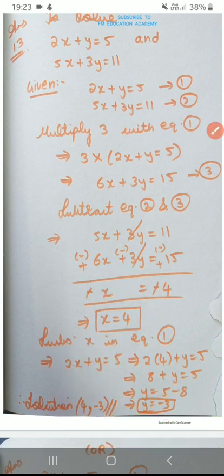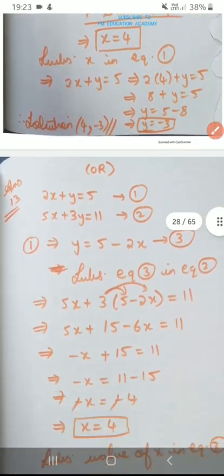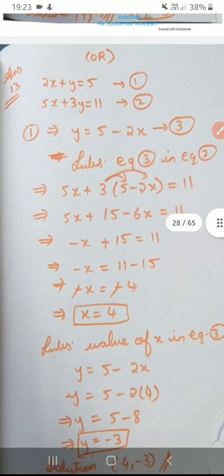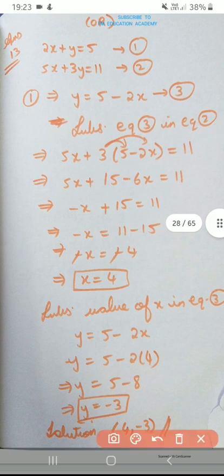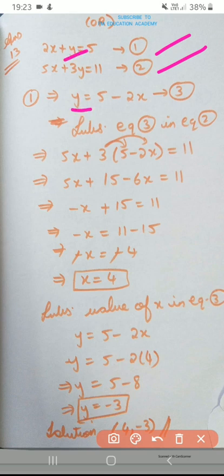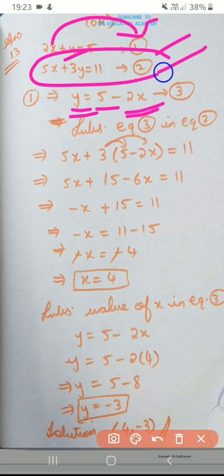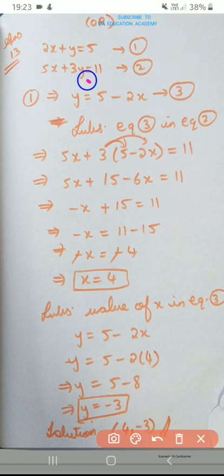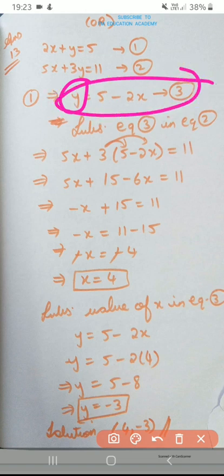Or you could also do this question by substitution method. I'll show that also. Write this also as first equation, second equation. In substitution method, what you should do is keep the y variable on one side and send the x variable to the other side. So y is equal to 5 plus 2x, if it goes outside becomes minus 2x. Now this is second equation and this is third equation. Now what you should do is the variable which you took on the left, that value of y, you should substitute in the second equation.